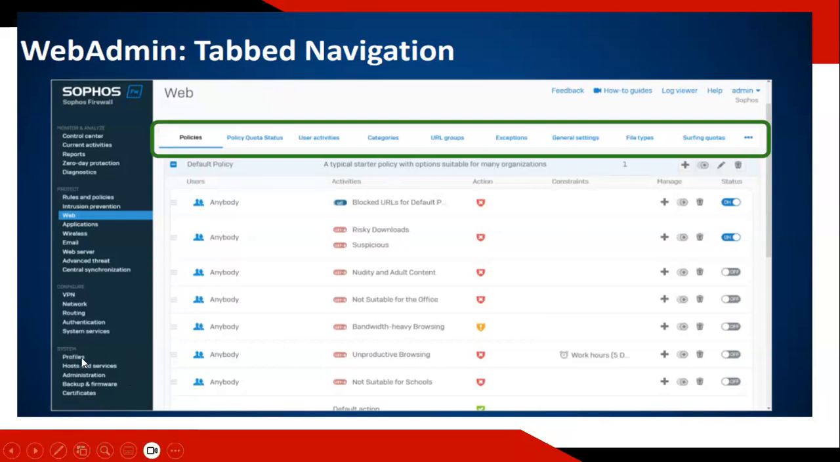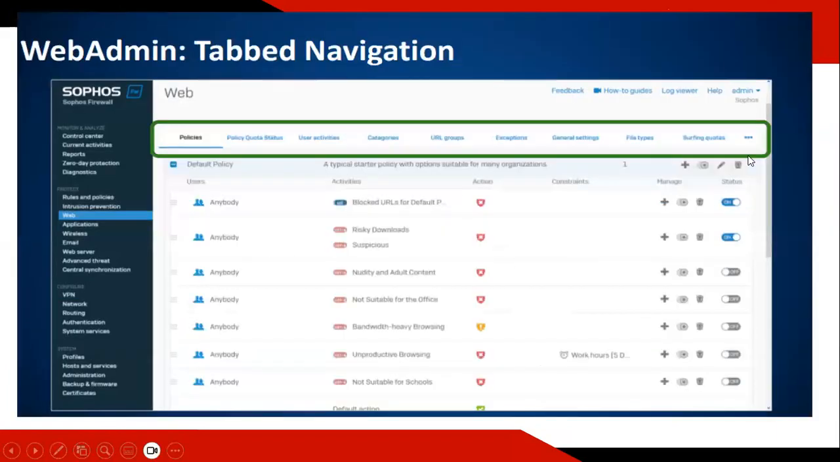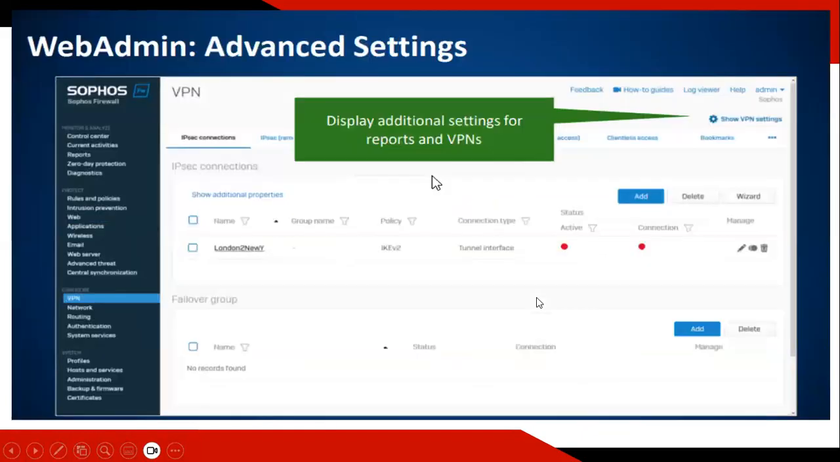So we'll use the profiles. All right. So profiles, objects that will help us to configure our requirements. All right. So we'll see that. So tab navigations, each session is accessible from the main menu, is further broken down into tabs for accessing each area of the configuration. Some on the same screen, additional or less frequently used tabs can be accessed using the ellipsis on the right hand side of the tab. So once you get that ellipsis, you can click and you can see what other options are available.